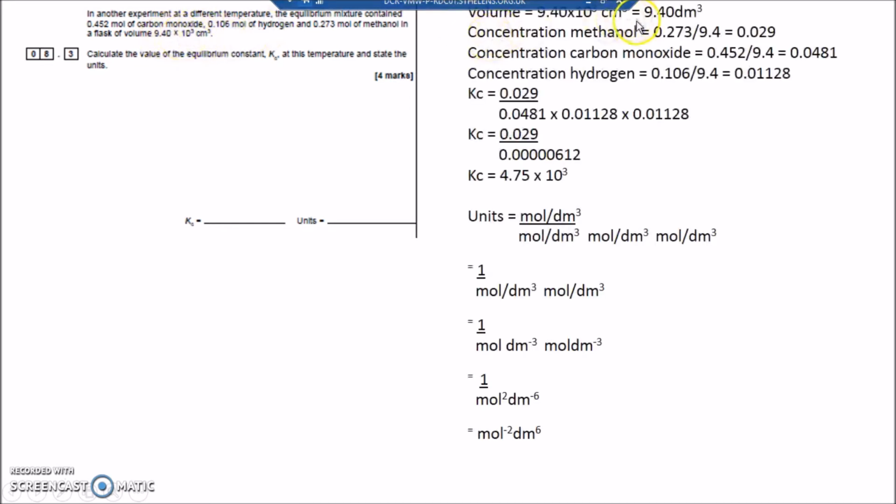So 9.4 times 10 to the power of 3 centimeter cubed divided by 1,000 is 9.4 decimeter cubed. And then if I divide each of these molar amounts by 9.4, I'll get the concentration of each of them. So the concentration of methanol 0.029, concentration of carbon monoxide 0.0481, concentration of hydrogen 0.1128. I'm dividing by 9.4, the volume in decimeter cubed. They're all in the same flask, so the volume is the same. I put these numbers into Kc and it comes out as 4.75 times 10 to the power of 3.